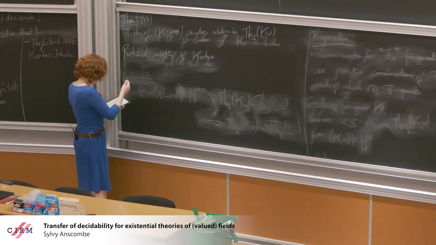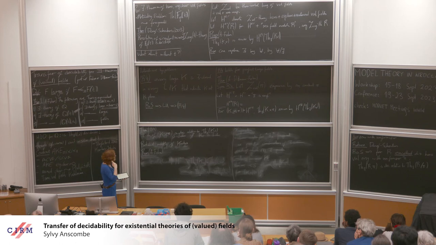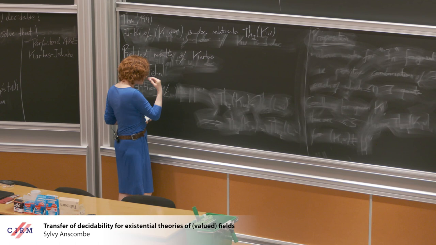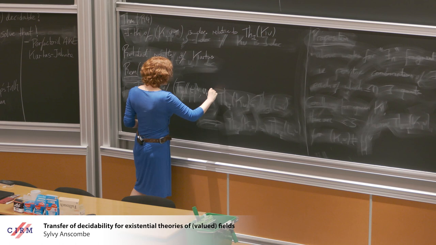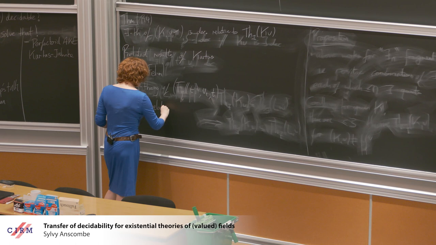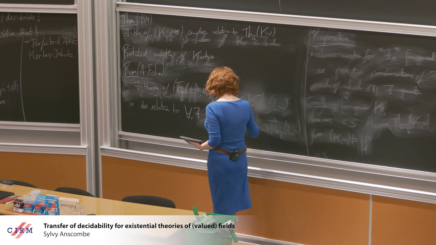So, a little remark from earlier, a little earlier remark that we had, which can relate to this, is that the existential theory, let's return to the case of a finite residue field. The existential theory of this as a valued field with the uniformizer is decidable relative to the A1E theory of just the valued field itself.